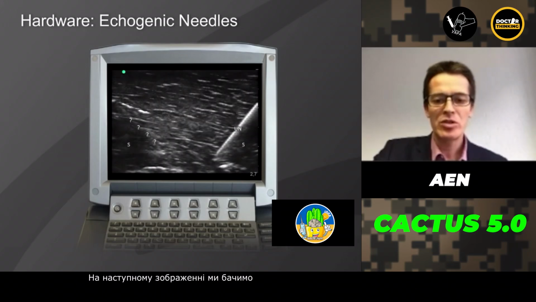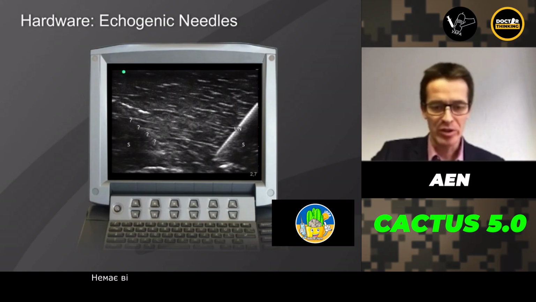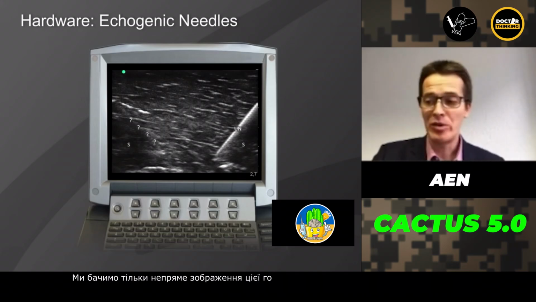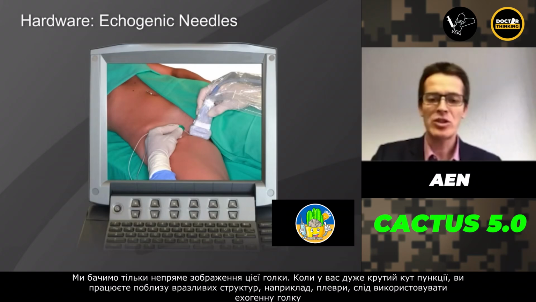On the second image, you see a very steep angle on the echogenic needle side, and on the other side, you only see a slight shadow. So there are no reflections of the needle shaft back to the probe, but because the needle is perfectly placed in the center of the scanning plane, it creates a shadow below the needle, so you only have an indirect vision of this needle. So whenever you have very steep puncture angles, or you work very close to vulnerable structures like the pleura, why not use an echogenic needle?